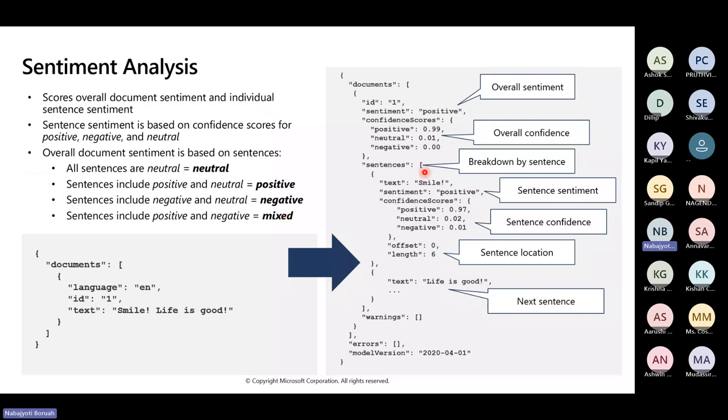Sentiment analysis, what we talked about. It is an interesting one because the analysis can be done based on some outcome. It could be positive, it could be negative, it could be mixed, or it could be neutral. The score covers the overall document sentiment and individual sentence sentiment. Sentence sentiment is based on a confidence score for positive, negative, and neutral.